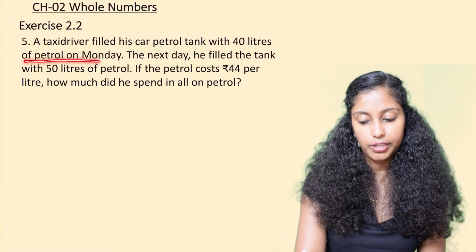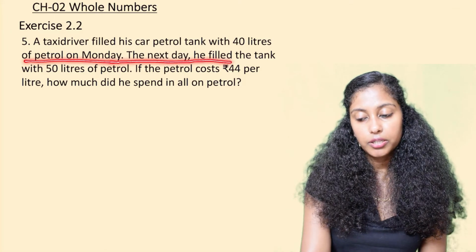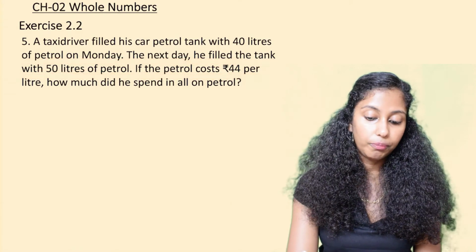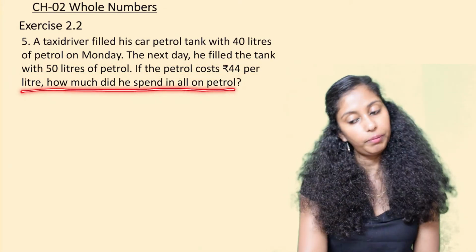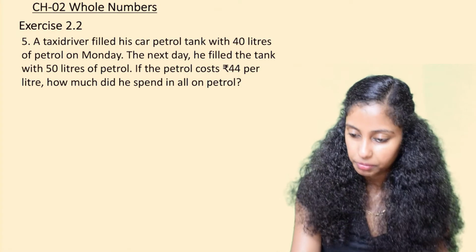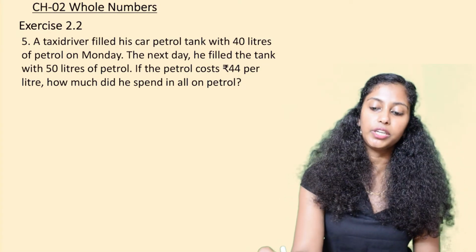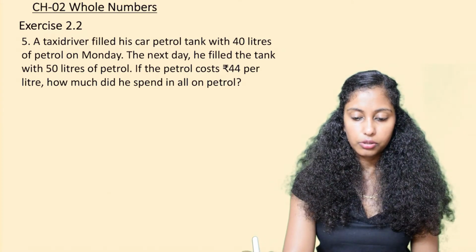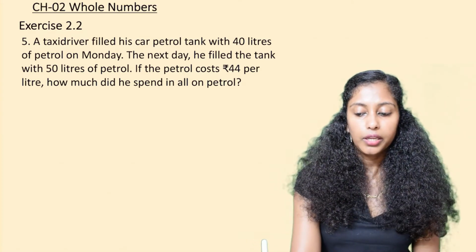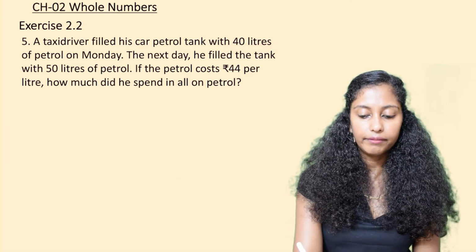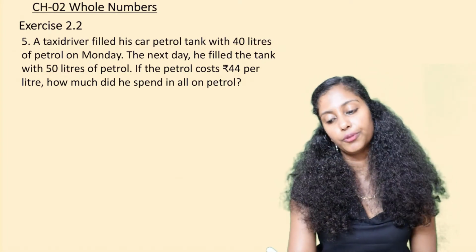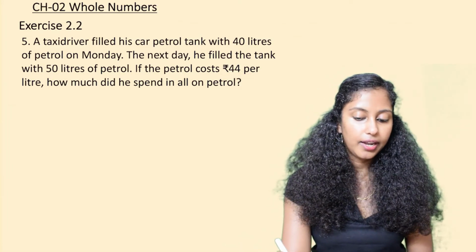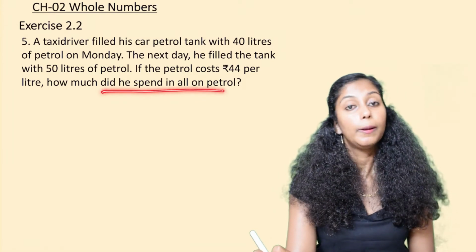Okay, here in this question they have given us: a taxi driver filled his car petrol tank with 40 liters of petrol on Monday. The next day he filled the tank with 50 liters of petrol. If the petrol costs rupees 44 per liter, how much did he spend in all on petrol? Wow, petrol was so cheap. Amazing. So here we can see one thing is common, that is 40 liters and 50 liters. They both are petrol. And the different thing is the cost, that is 44 rupees per liter. And they are asking us the total amount spent on petrol.